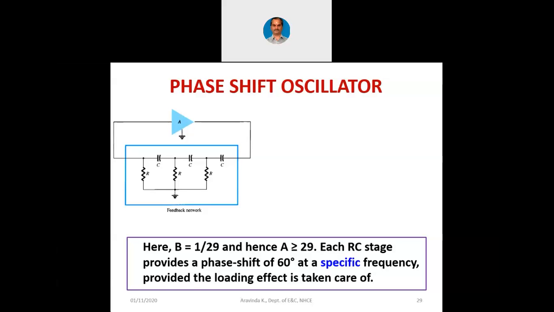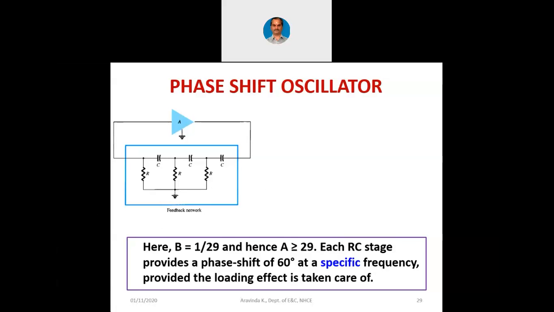Which means, even though we have chosen RC, even though it is not frequency selective, we made it frequency selective by combining 3 such circuits. And we know that only when the feedback network produces 180 degree phase shift, only then there will be oscillations as per the Barkhausen criterion.